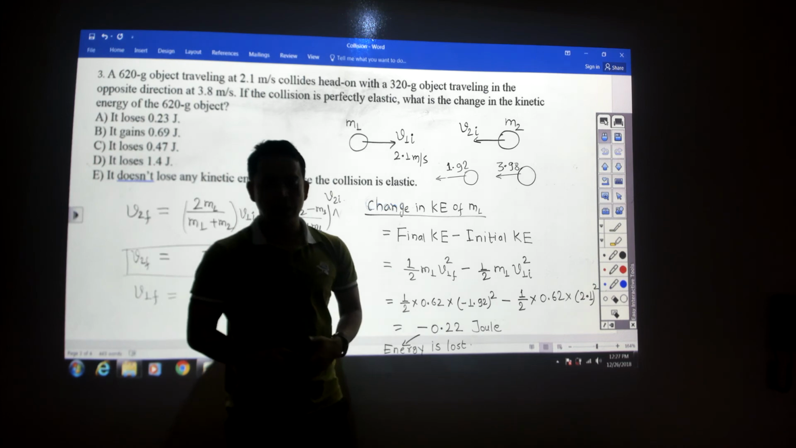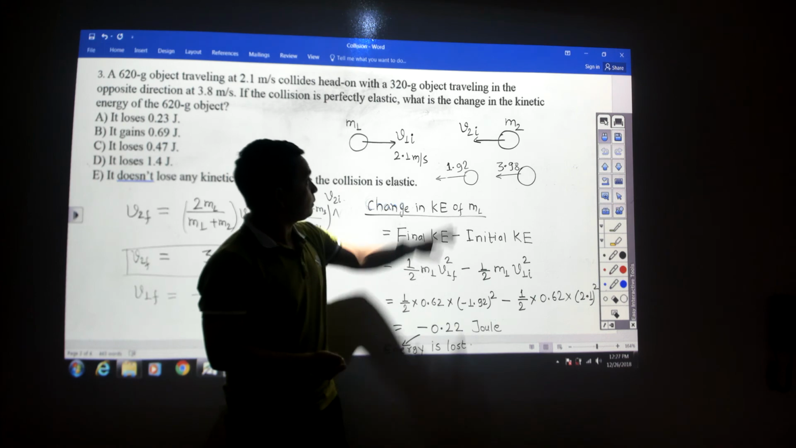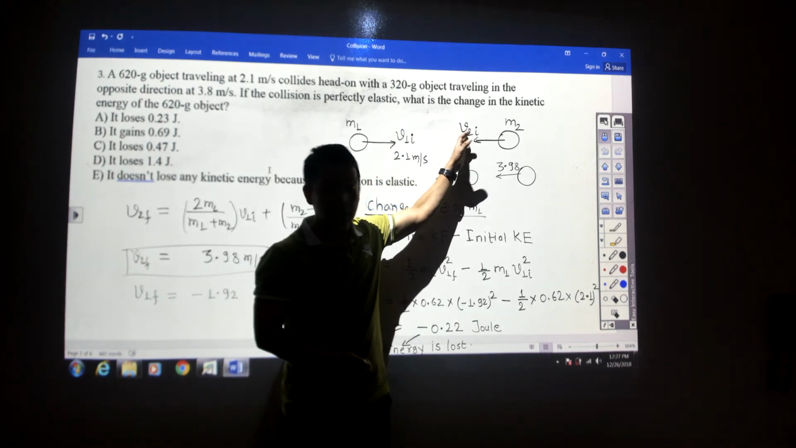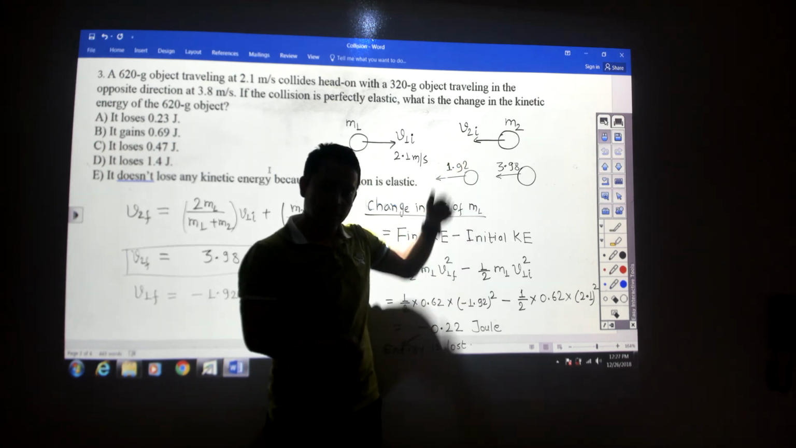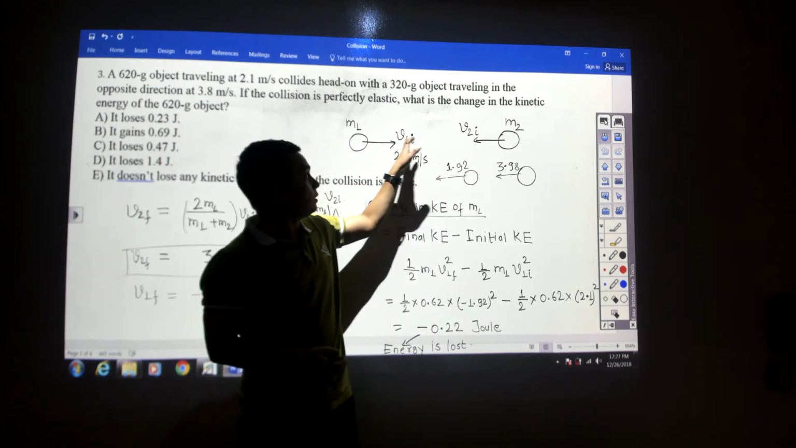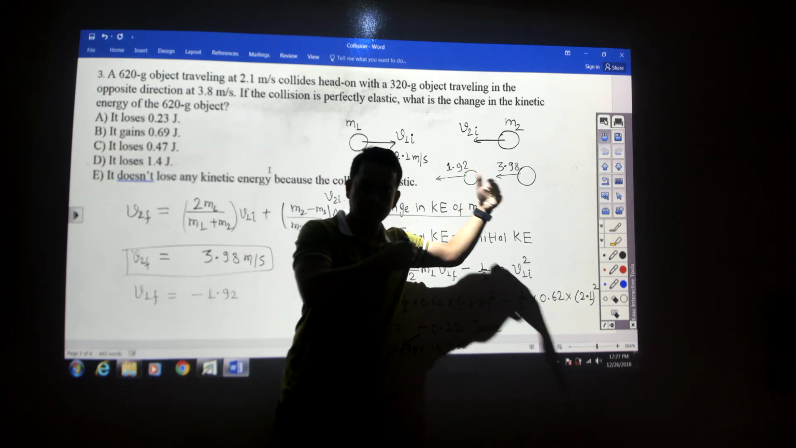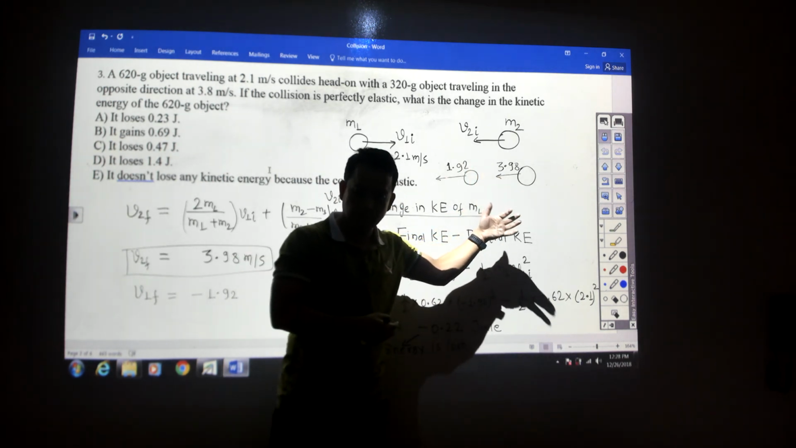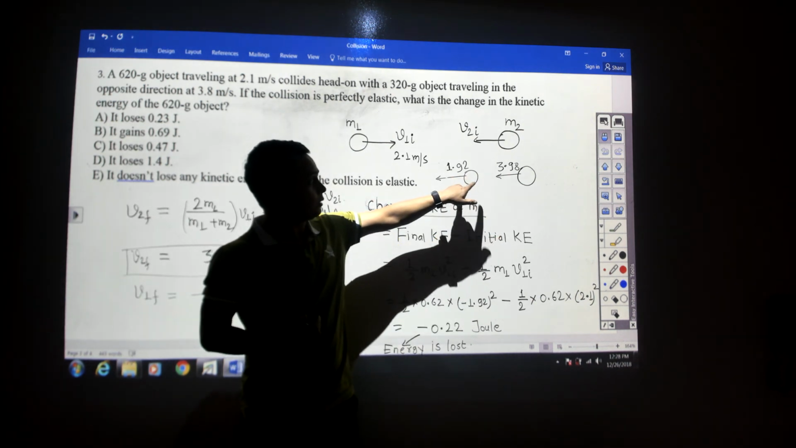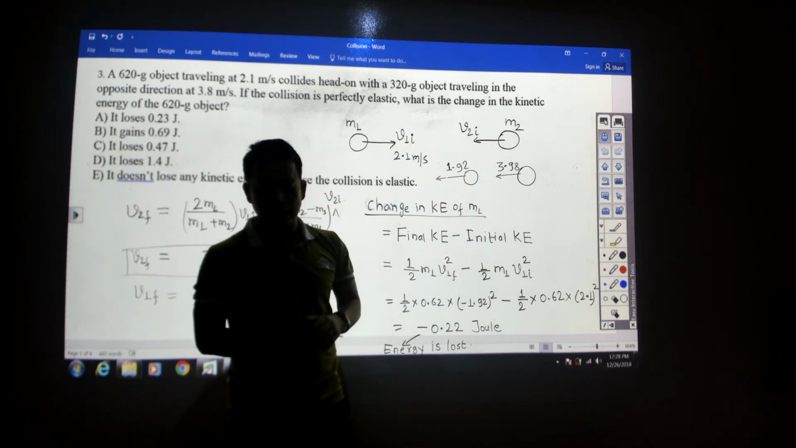And for those who are a little more curious about the physics, if you calculate the relative velocity of this object with respect to this object, it has to be the same before collision and after collision. The relative velocity before collision has to be exactly the same as after collision, because the velocity gap after collision has to be equal to the velocity gap before collision.